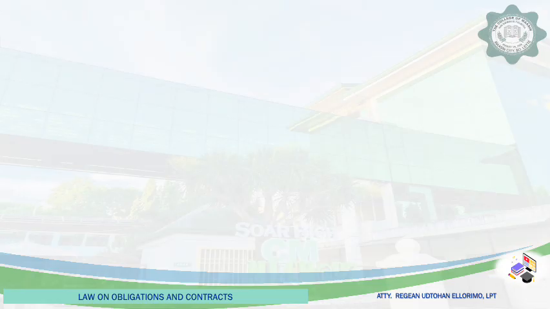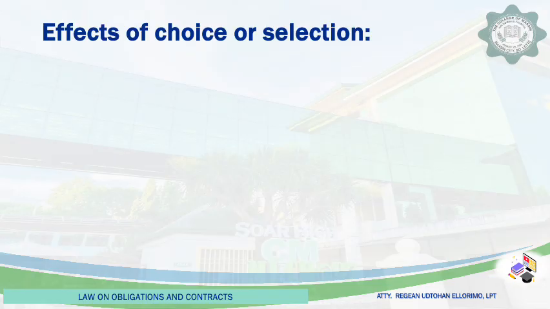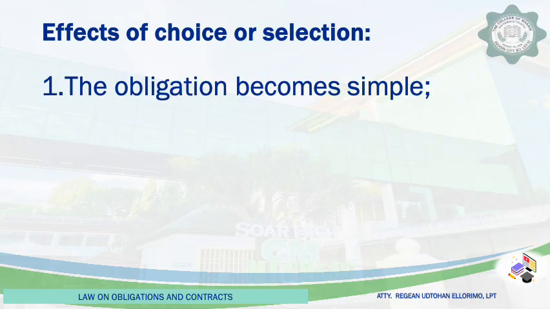Okay, let's talk about the effects of choice or selection. So, again, when the debtor, or the creditor if he is given the right, makes and communicates the choice, then the obligation becomes limited to what has been chosen. It is as if there was only one obligation from the very beginning. So now, the effect of the choice or selection.